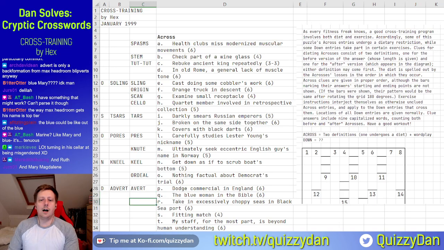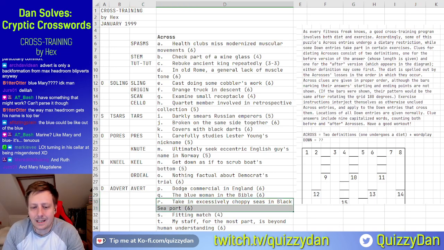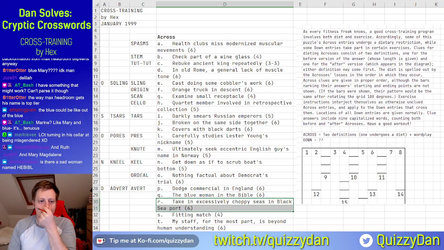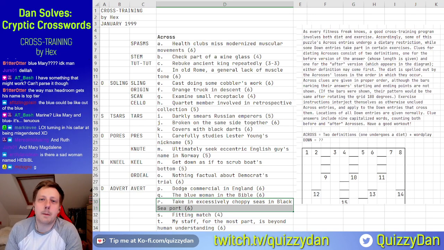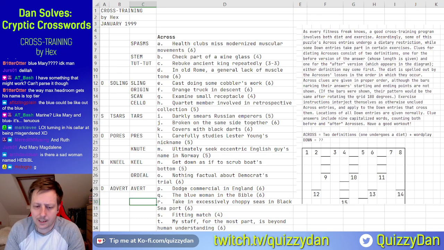No. R. Take in excessively choppy seas in Black Sea port. Yes, I have this one. Yeah, just what we need. Hebibble. Good name, Hebibble. I've got R. Holger has it.